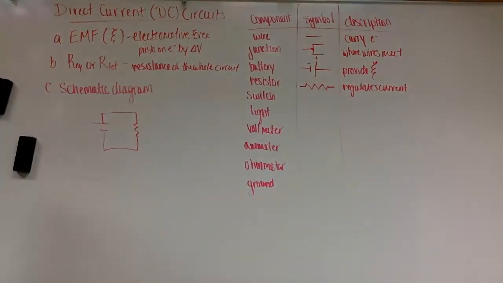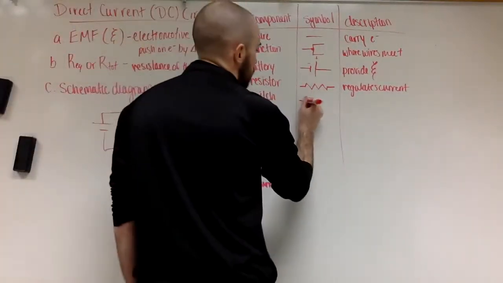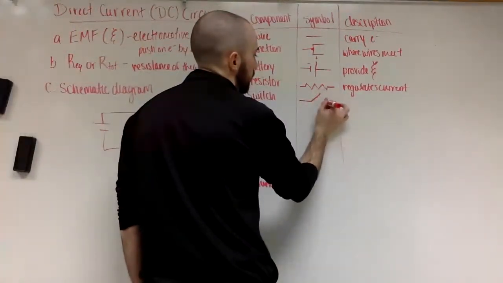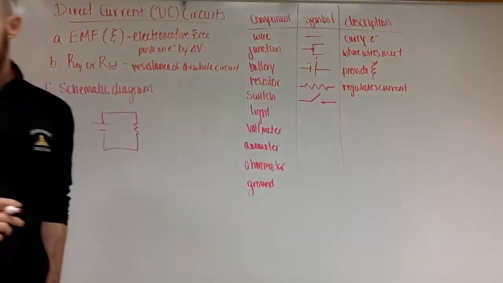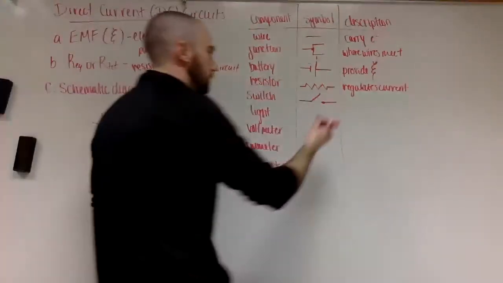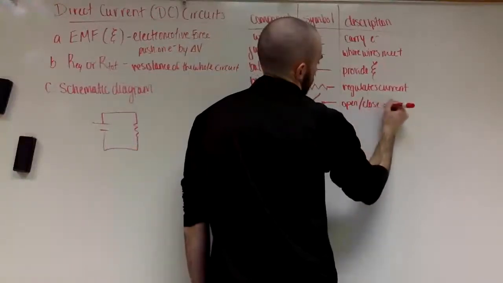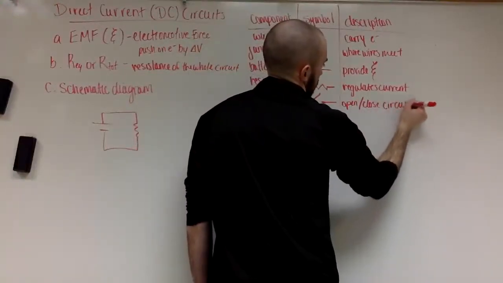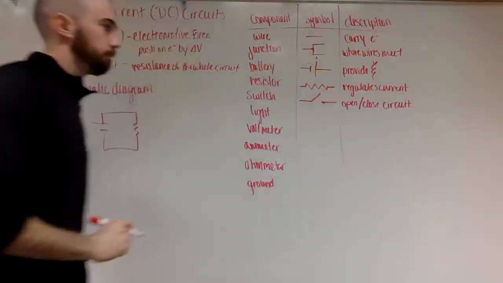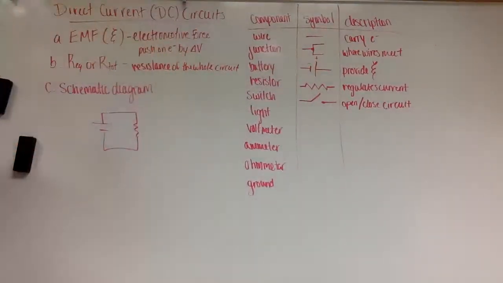of current. The next thing we have is a switch. The switch looks like this. And a switch is basically just something you can use to open and close a circuit. So this can make you an open or a closed circuit.